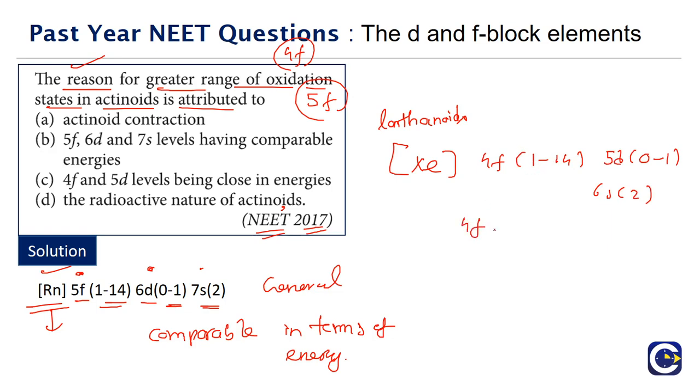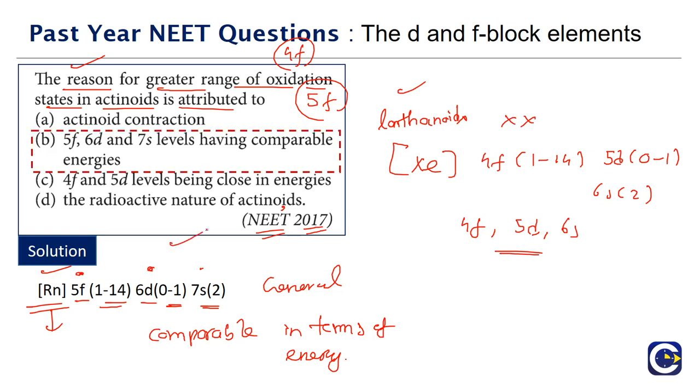Here the 4f, 5d and 6s, they will not have comparable energies. They will have quite distinct energy levels. Because of which, the lanthanoids will not be able to show a wide range or a greater range of oxidation states. That is possible only in the case of actinoids. So what is the answer for this? It is option B, which is 5f, 6d, 7s levels, they have comparable energy values.